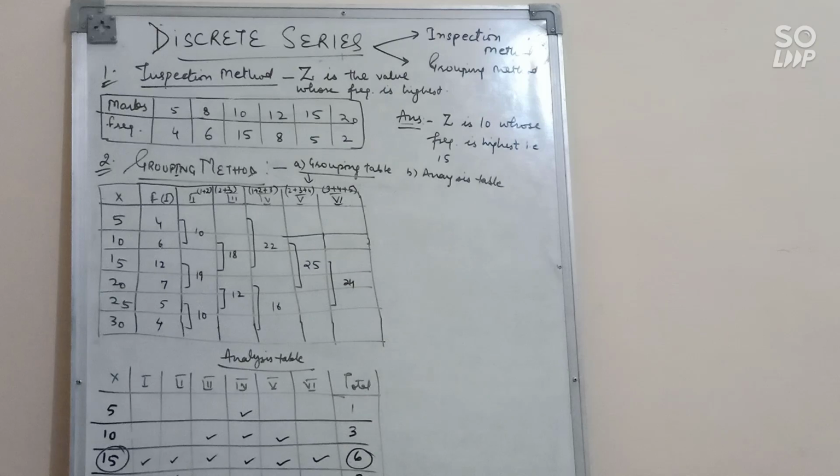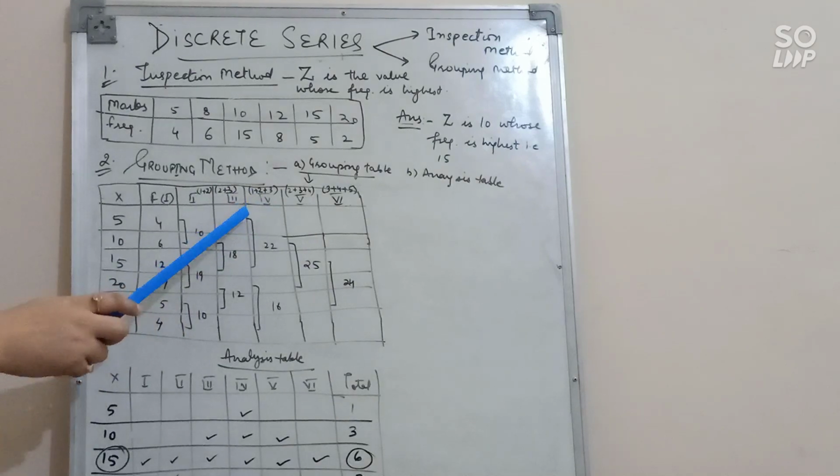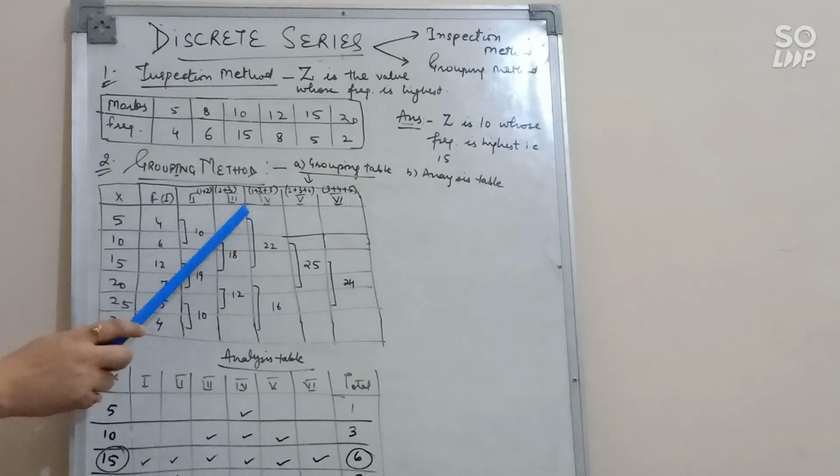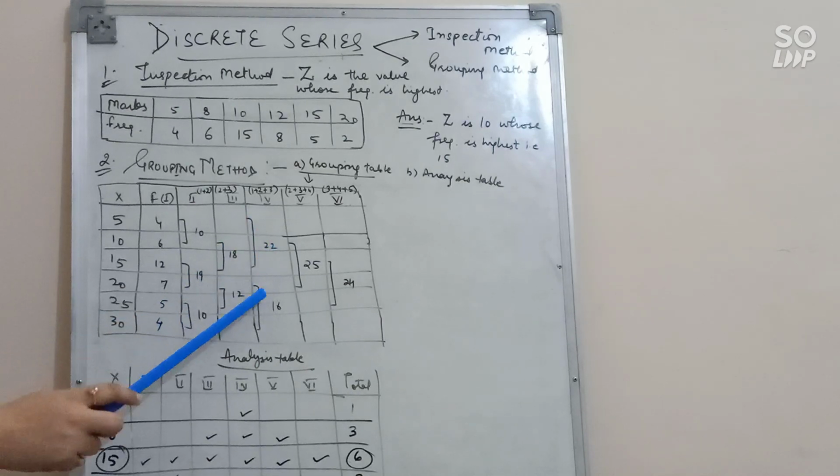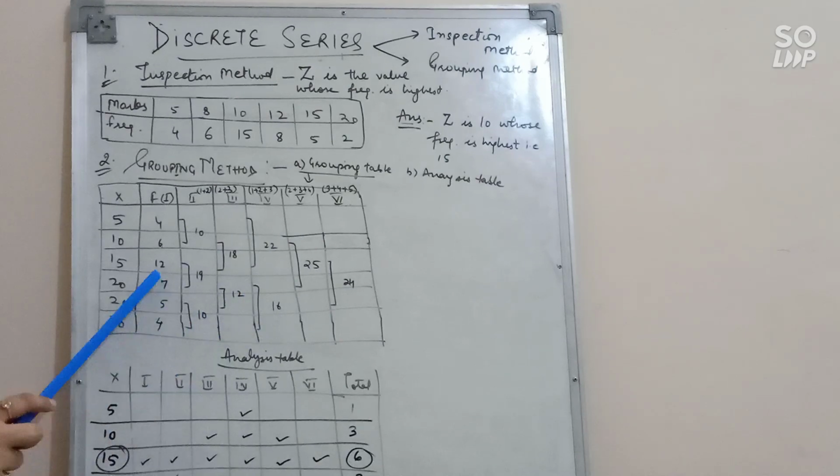Now next group. So fourth column will make pair of 3. It means we'll make group of 3 items. So we'll start from the first value, first frequency 4, 6 and 12. So the sum of these 3 is equal to 22. You will write in between. Okay. The next 3, the sum of these 3 is equal to 16. Done.